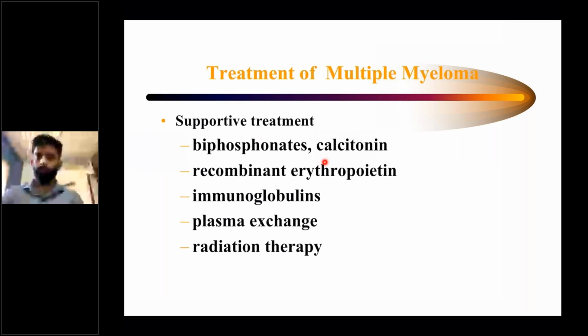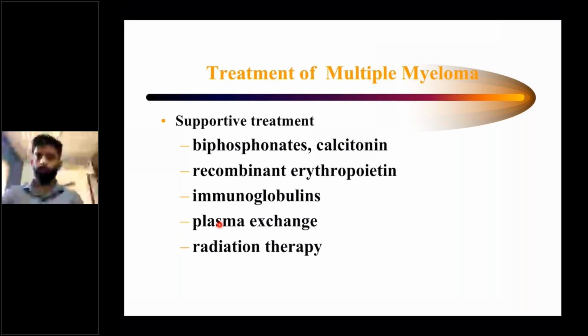So the last one is supportive treatment. You have bisphosphonates and calcitonin for treatment of hypercalcemia. They give recombinant erythropoietin for treatment of anemia. So you have to stimulate blood cell production and increase the erythroid precursors, the RBCs, sorry, in the bone marrow. So you have to give recombinant erythropoietin. You can give immunoglobulins also for treatment of infections.